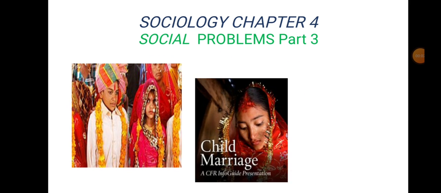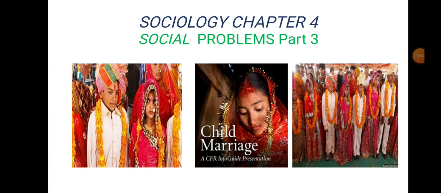Dear students, let us discuss Sociology Chapter 4, Social Problem, Part 3. Let us see what are the important social problems which are seen in the Indian society. Already we have discussed in Part 1 and 2. Now let us know more about another important evil which is there in the Indian society. It is called child marriage.